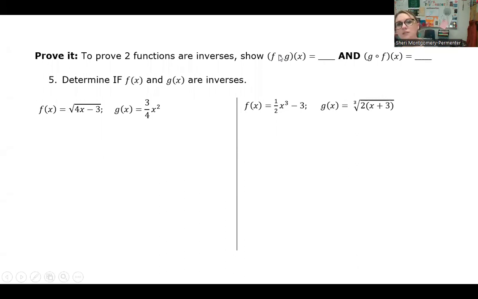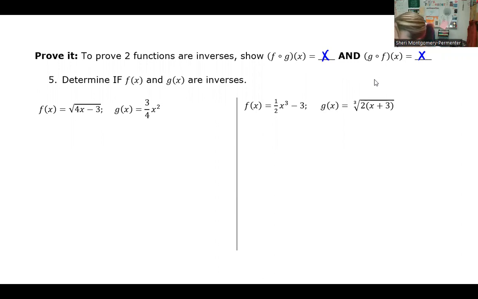Of, so this is f of g of x, and we have to prove that that is equal to x, and that g of f of x is equal to x. Remember that that's the of symbol and it means composition. So that means if you take one function and you put it in the other, it simplifies to x. If you take the other function and put it in the other one, it also needs to simplify to equal x.